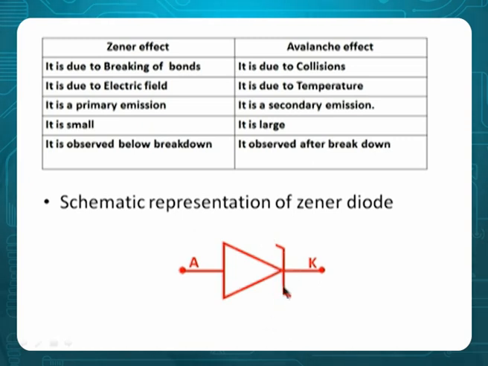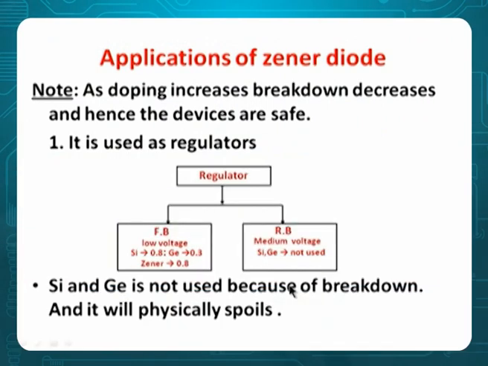Please remember this line is for junction, but Z is for Zener. Applications of Zener: as doping increases, breakdown decreases, and hence the devices are safe and it is used as a regulator. Actually in speaking, generally people say Zener is acting as a regulator in reverse direction. But the reality is, even in the forward direction, it can be used as a regulator.